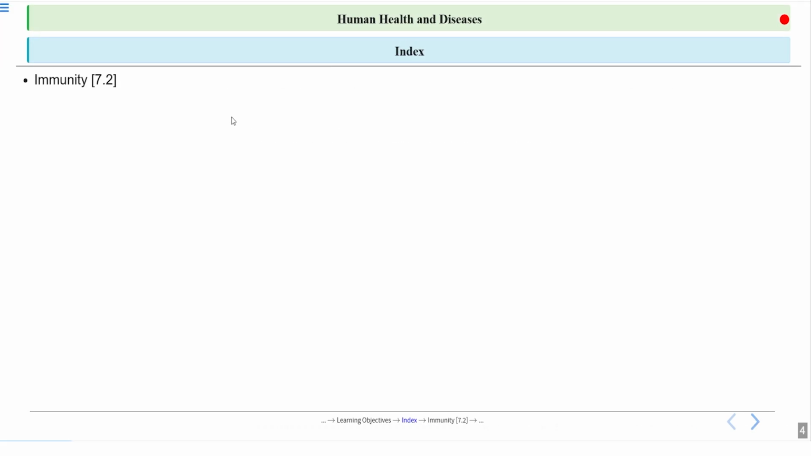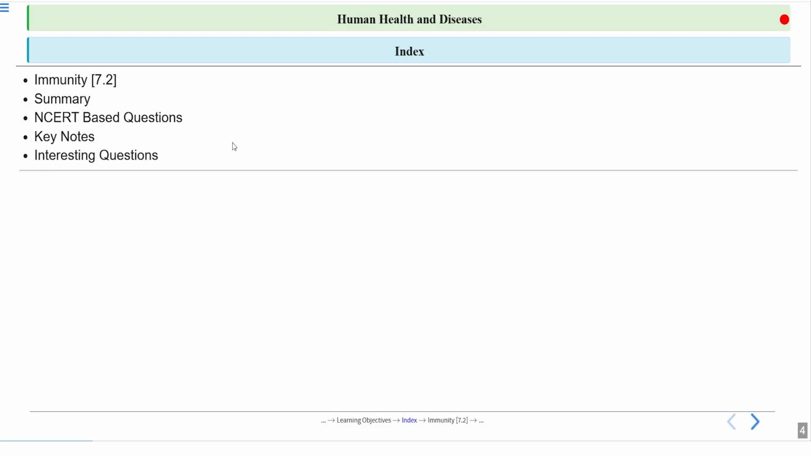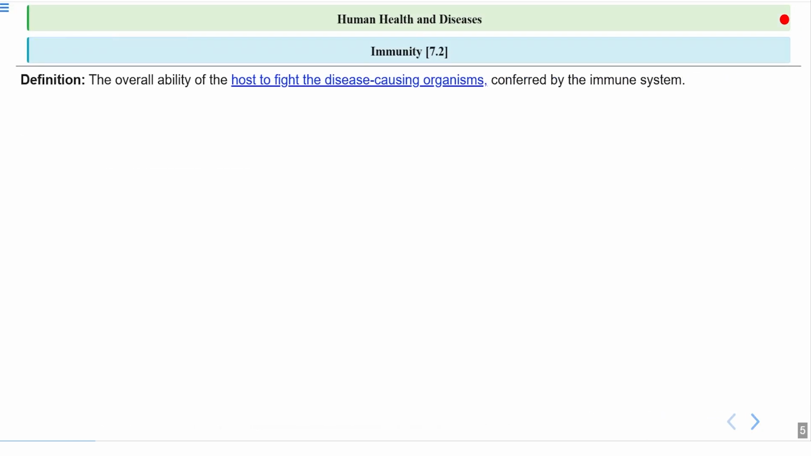Today we'll be talking about the topic immunity, which is NCERT section 7.2. Then we'll summarize the entire section. We'll also discuss some NCERT-based questions. We'll discuss some keynotes that will help you memorize these topics, and in the end, there will be some interesting questions that will help you enhance your critical thinking ability. So let's start with today's session.